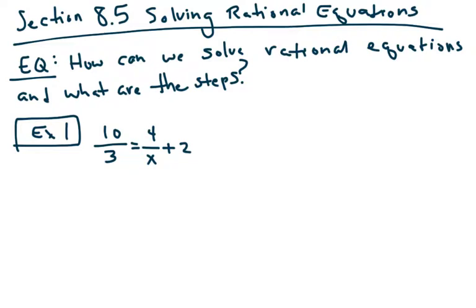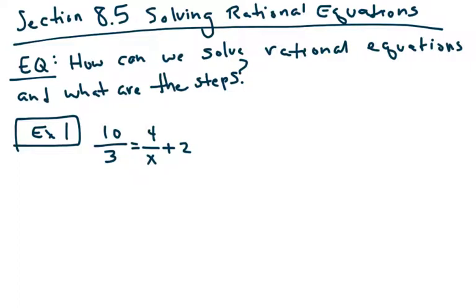Alright guys, so we're going to be starting with example 1 here. Example 1, 8.5 is basically just solving rational expressions, so we're going to be taking our rational expressions we've been working with, except now there's an equal sign in there and we have to solve for them. Our essential question is how can we solve rational equations and what are the steps? So for example 1, it's a simple equation it looks like, but there's some extra steps we have to take rather than just solving it.